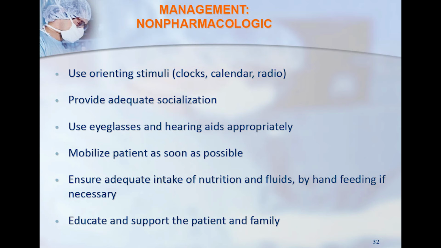I'm going to make sure eyeglasses and hearing aids are appropriate. Mobilize the patient, of course, make sure they don't fall. The family member and physical therapist can let them move around. Adequate intake and nutrition. The best thing is hand feeding. Don't think about tube feeding, because that can make delirium worse and they may pull it out. That's another nightmare, more trauma, more agitation. Educate and support the patient and family.